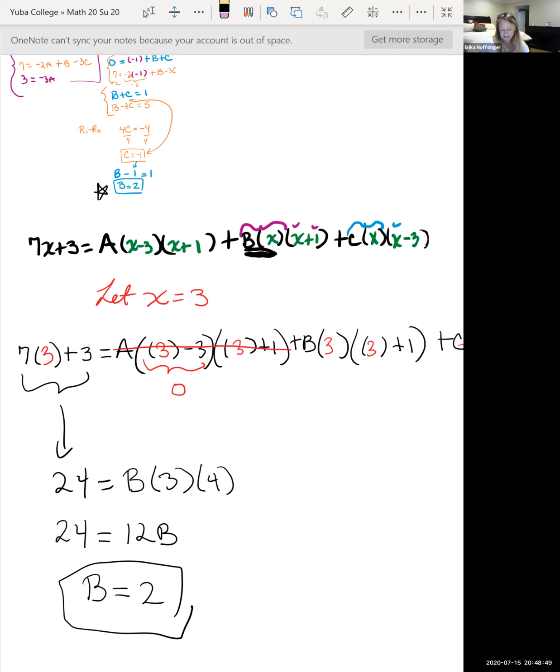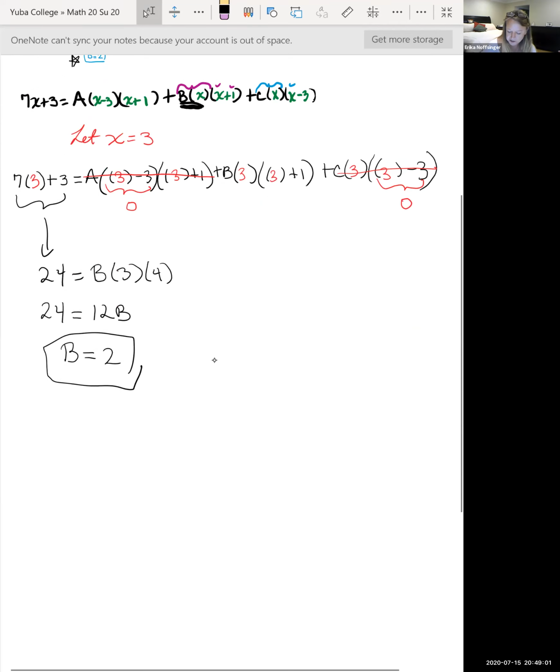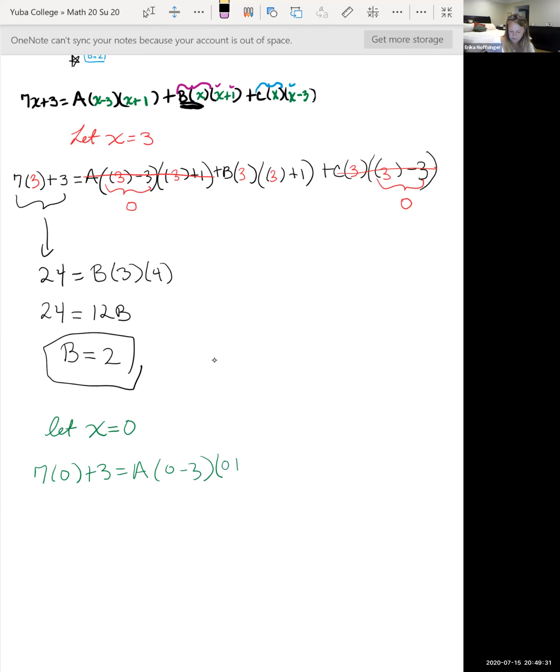So do the same exact thing, but now choose a different value for x that is going to clear out some of those factors and just leave one of your variables you're solving for. So if we had chosen x to be 0, because this factor here is going to go to 0. If we go back in and wherever we see an x, we replace it with 0. So 7 times 0 plus 3 equals a times 0 minus 3, all times 0 plus 1, plus b times 0, 0 plus 1, plus c times 0, and 0 minus 3.